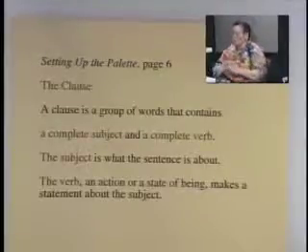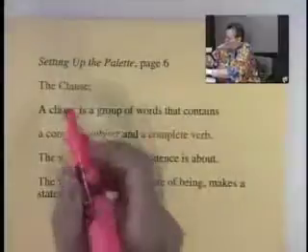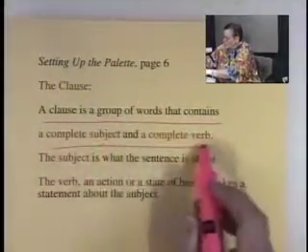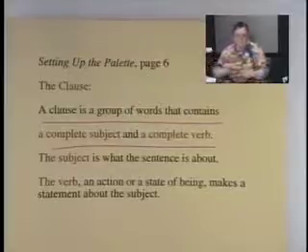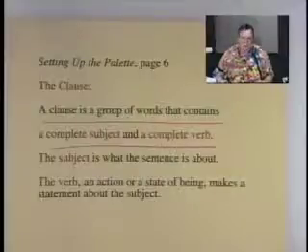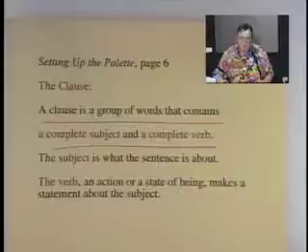I would start now with the clause. I would highlight the definition of a clause. It's a group of words that contains a complete subject and a complete verb. Any clause is going to answer to that definition, and there's more than one kind of clause in English. The magic word in that definition is complete. A clause always has a complete subject and a complete verb.